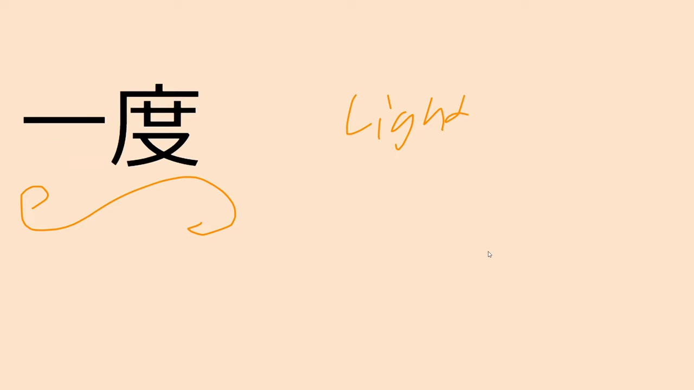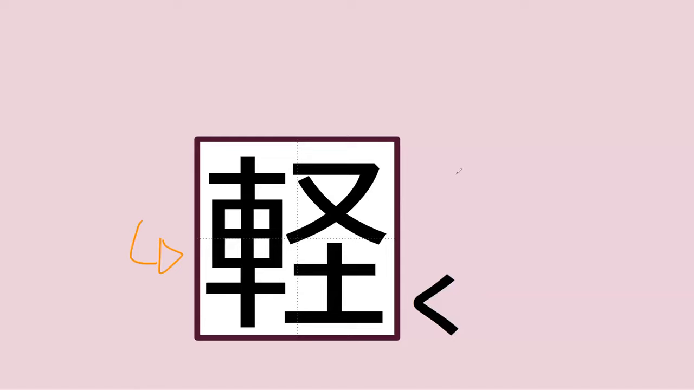How do you read this word? 一度. Perfect. One time. Nice. And how is this kanji read? This kanji is... sorry, I lost it again. It meant light. So it's karuku. Karuku. Karuku.